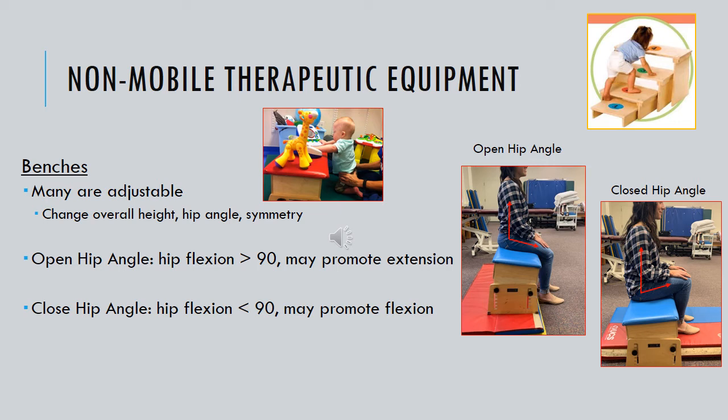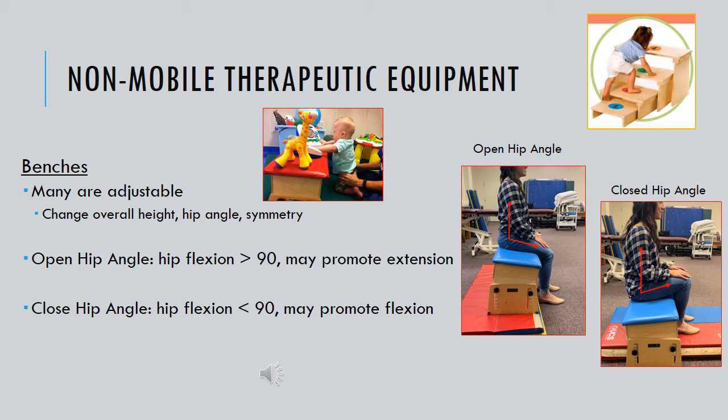You may choose to have your patient in more of a closed hip angle, where the hip flexion in relation to the trunk is less than 90, and this might promote a more flexed posture when looking at the trunk. An indication for this closed hip angle might be if your child had a lot of extension tone and they were extending off the surface, you may choose to close the hip angle, which would thereby promote flexion.